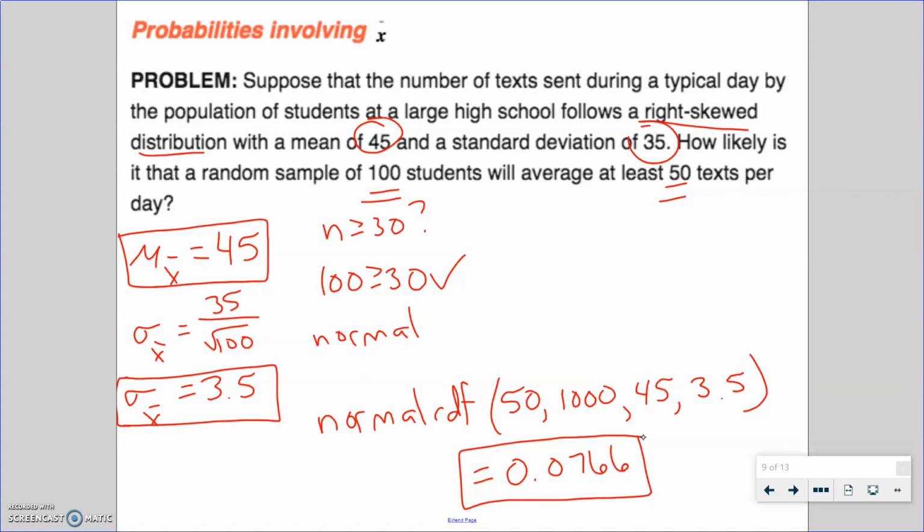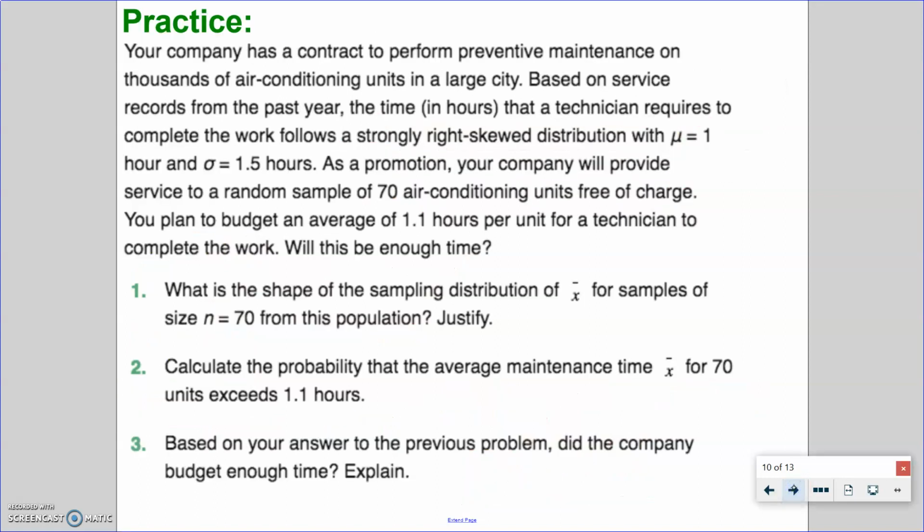Okay, all right. So here is another practice problem for you. What I would recommend is pausing the video at this point in time, and then when you are ready, go ahead and unpause it, and I'll show you the answers.